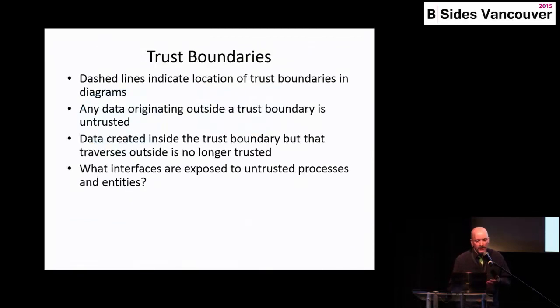In threat modeling, we use dashed lines to indicate the location of trust boundaries in diagrams. You can also use them to indicate process boundaries, system boundaries, etc. I'm talking specifically of trust boundaries. The key is that the trust boundary marks where you've got a trust difference or where there is a trust decision that is made as the data flows across that boundary. Data originating outside the boundary is untrusted. If you have data that you originate inside the trust boundary and traverse it outside, it's no longer trusted because it's gone outside your trust boundary. The question you ask with trust boundaries is, what interfaces are you exposing?